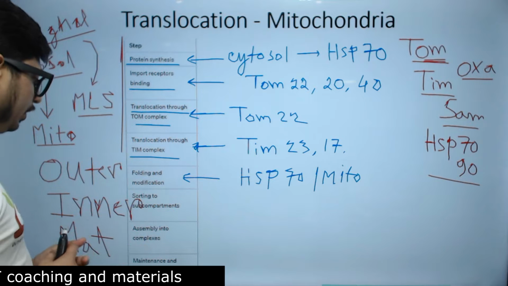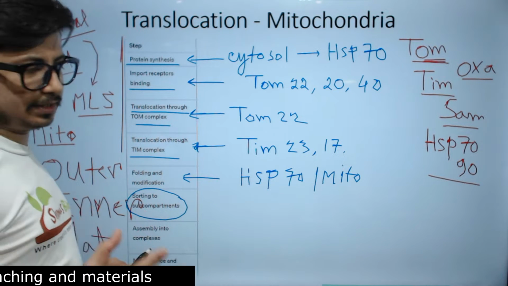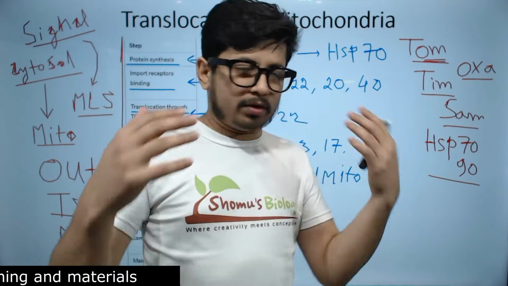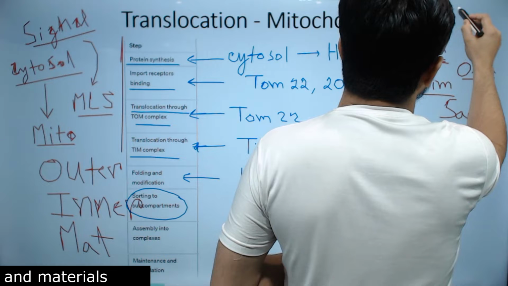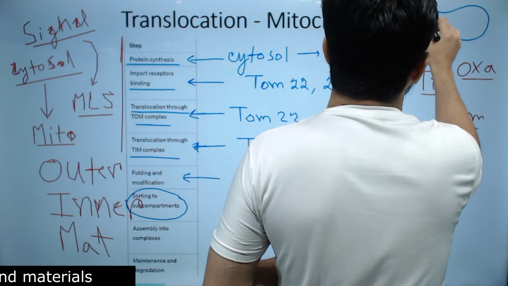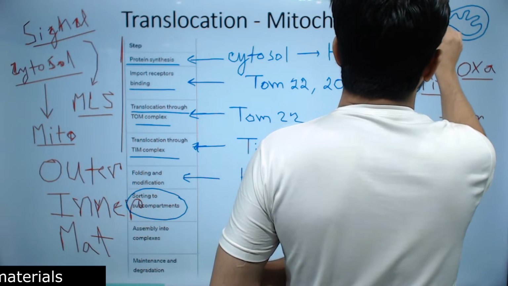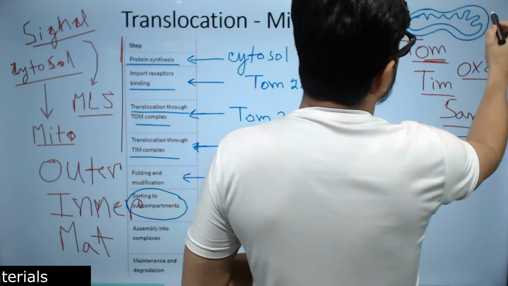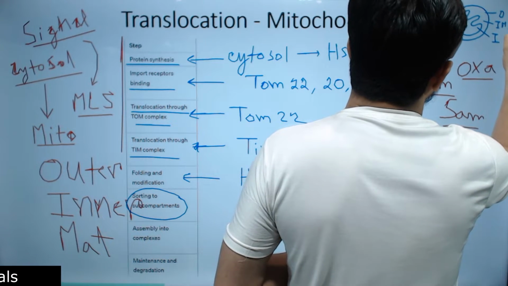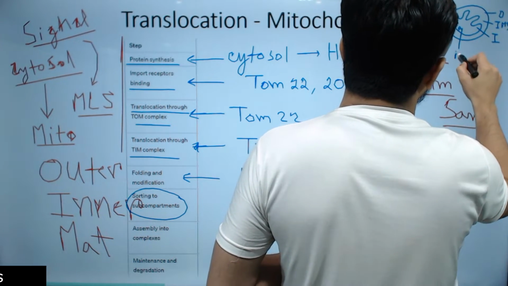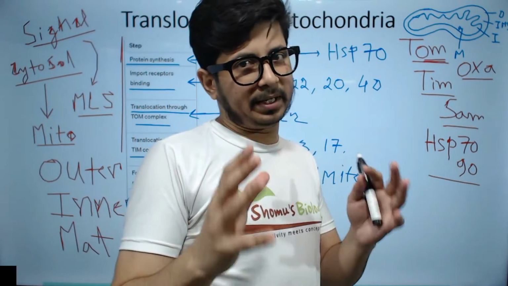Right after the folding and modification, sorting and subcompartmentalization is done. We know that in a mitochondria, if you look at the mitochondrial structure in very simple words, if I draw the structure here, it looks something like this. There are two membranes, so I'll draw both the membranes. This is the inner membrane with cristae. So this is the outer membrane, this is the inner membrane, this is the intermembrane space, and this is the matrix. So all these different compartments are there in a mitochondria.